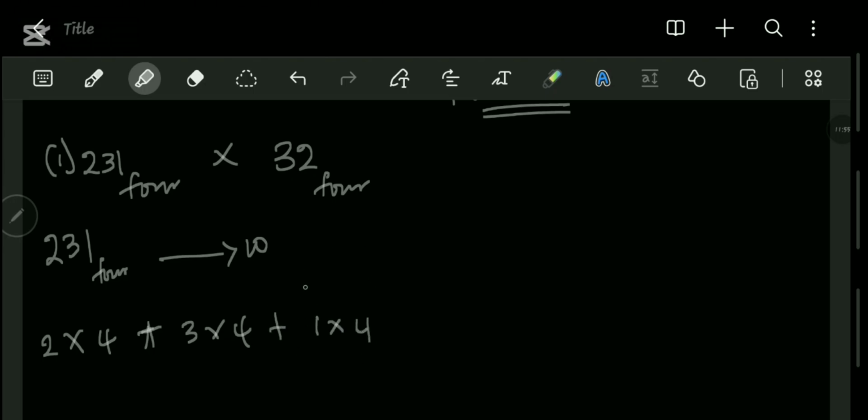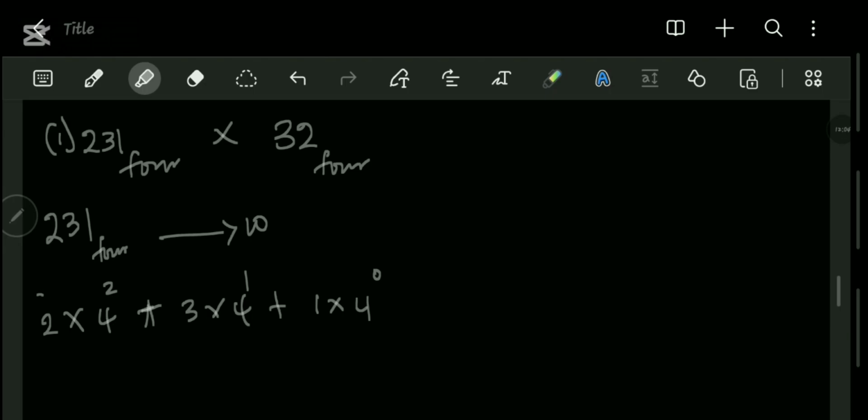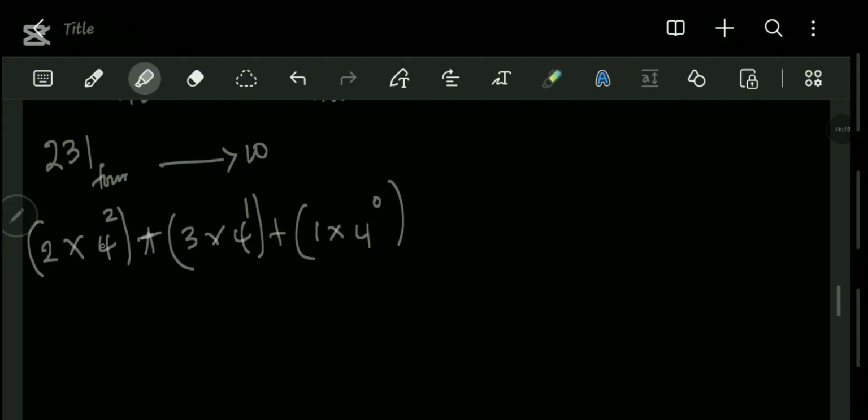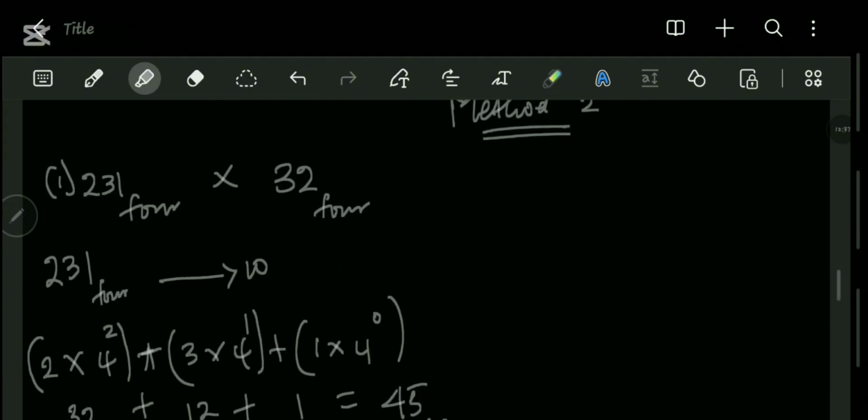So on top of these powers, I'm having 0, 1, and 2. If you work on this, this is 4 to power 2. I can secure this with a bracket actually. So 4 to power 2 is 16, and 16 times 2 is 32, plus 4 to 1 is 4 times 3 is 12, plus 4 to 0 is 1, and 1 times 1 is 1. So when you have 32 plus 12, that's 44, plus 1 is 45. So we have 45 in base 10.